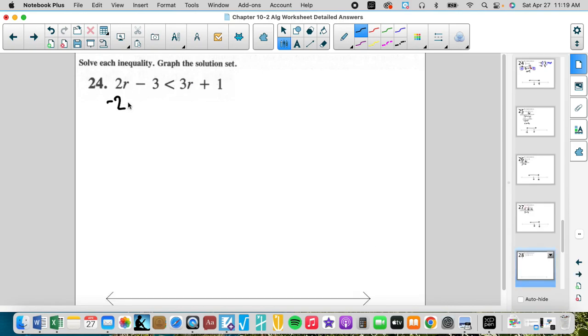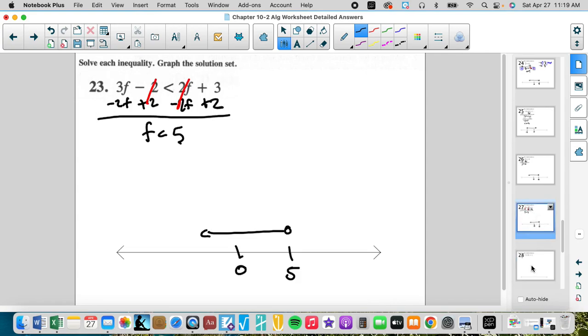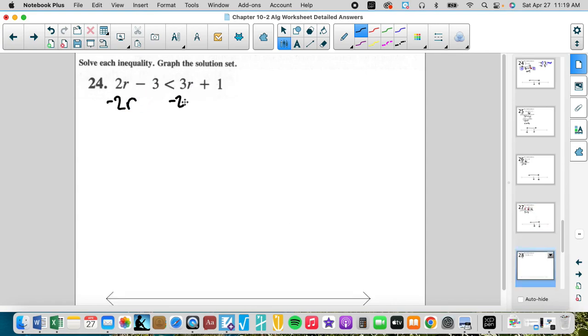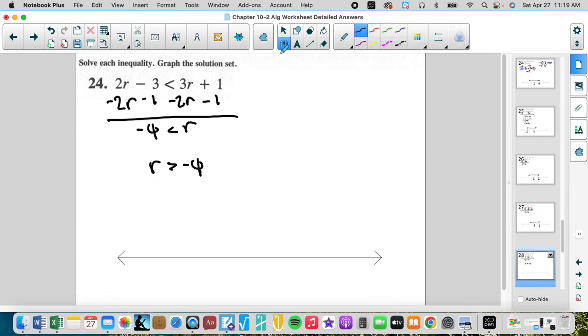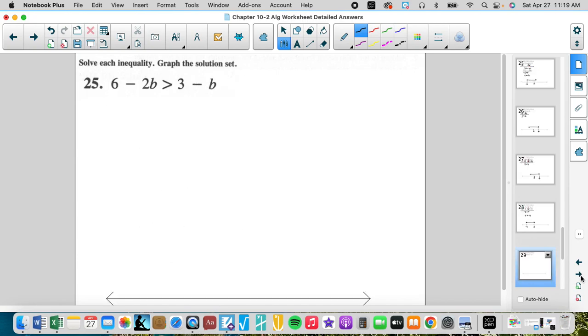Is that the same problem? Nope, it looks very similar. I'm going to move my variables. I'm going to move my constants. And I always move my variables so I end up with a positive variable. That's just more efficient. Why end up with a negative variable? And then you're going to have to get rid of that negative sign. And that just leads to places to make silly mistakes. So we have r, our solution is -4, our boundary is -4, and my solutions are going to be open circle and greater than. So it looks like that.